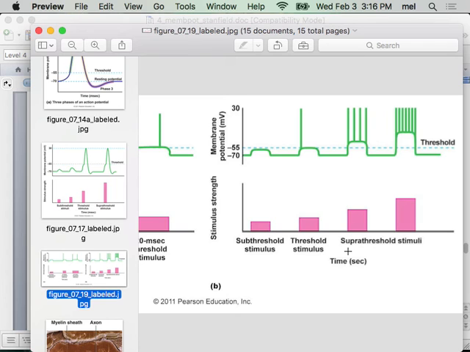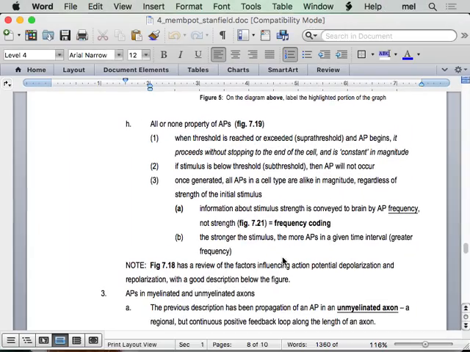Yeah. Is that okay? So frequency coding is super consistent across the entire nervous system. It is how we talk about intensity. Okay. So this is called frequency coding.